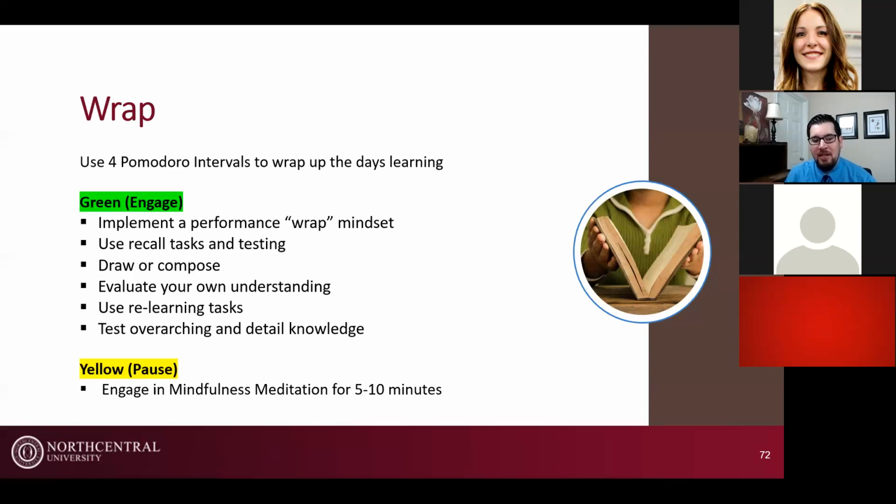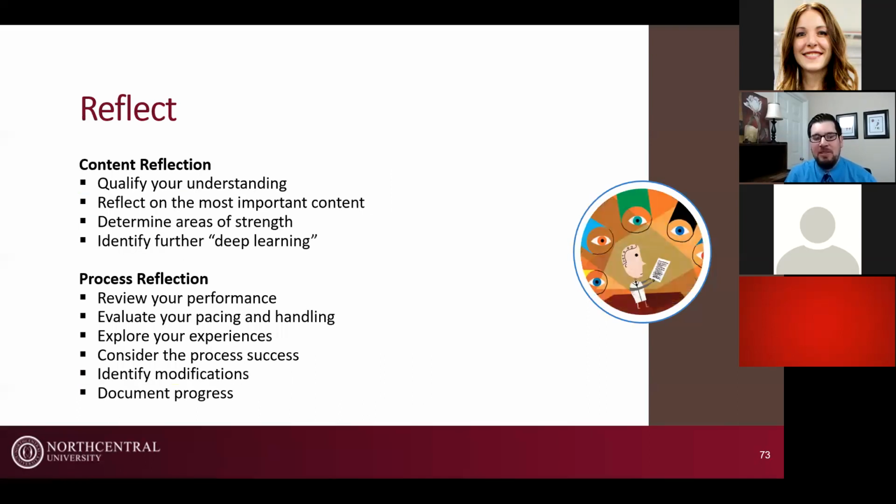During the pause, engage in mindfulness meditation for maybe 5 to 10 more minutes because you're not going into another interval. Next, spend some time reflecting. It involves content and process reflection. Qualify your understanding of the content you've covered. Reflect on whether you covered the most important content. Determine areas of strength and accomplishment and identify content areas that require further deep learning.